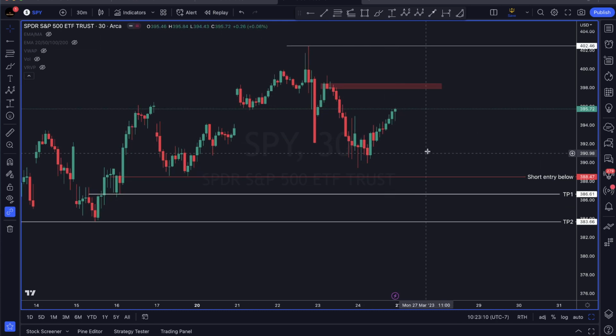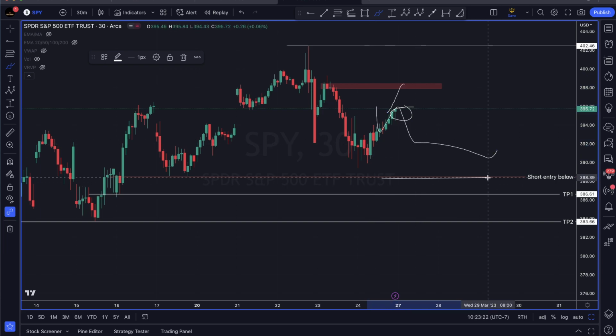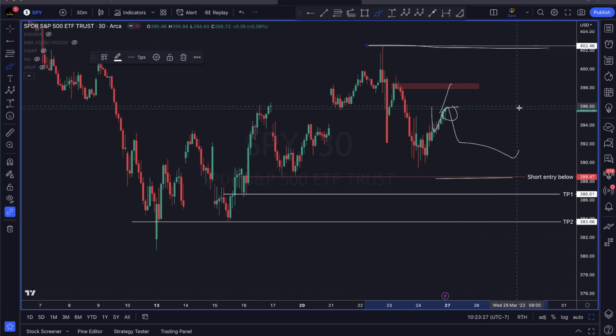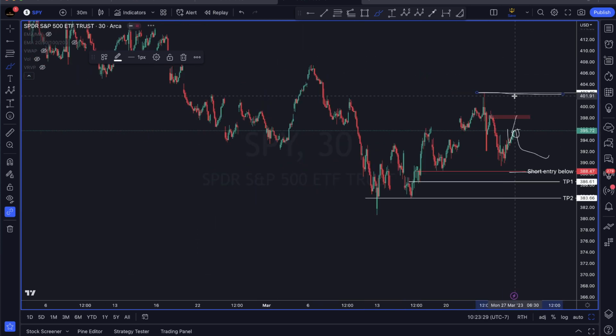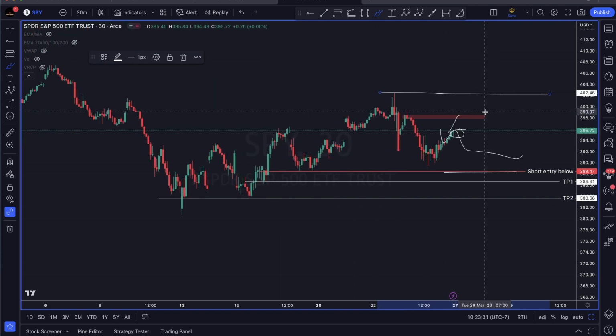Anything below this is also a valid short, but I wouldn't take a short entry right here. I want price to be in supply to get a short trade. So right now I would say it's in no man's land. Either break below here or go here, or for calls, strictly 402.15. As long as price stays below 402.50, I'm not interested in going long at all. So these are the key levels that I'll be watching.